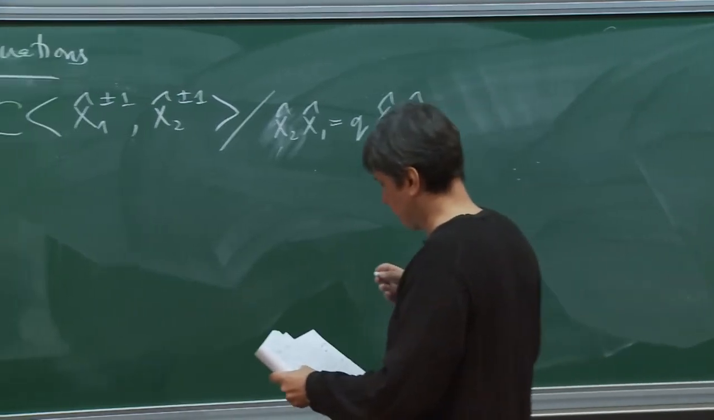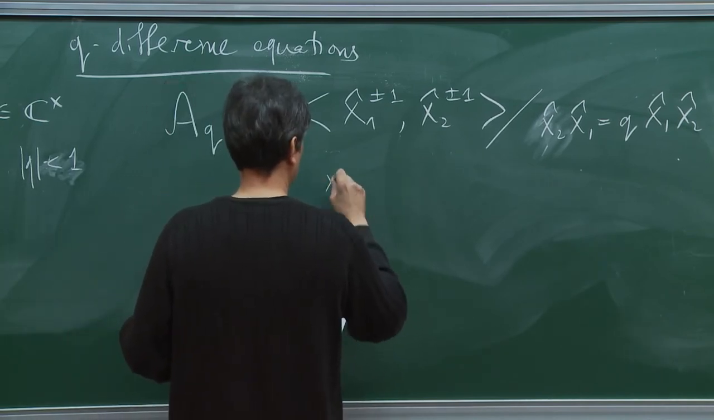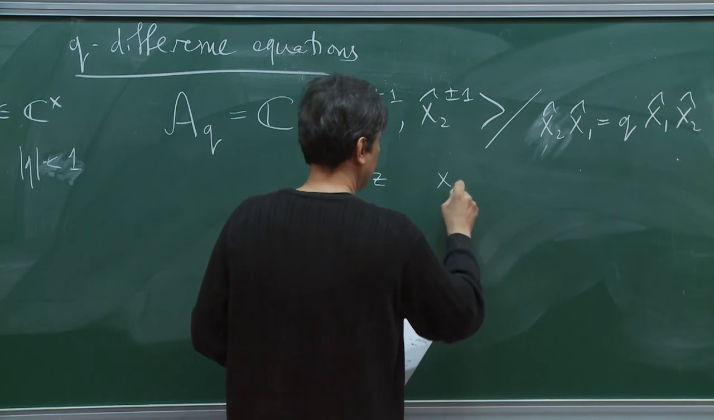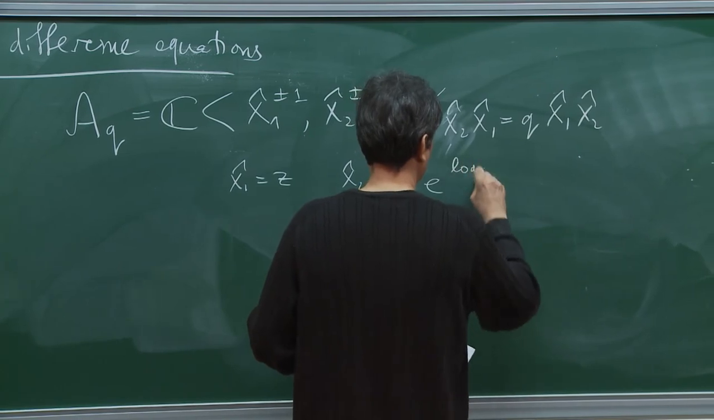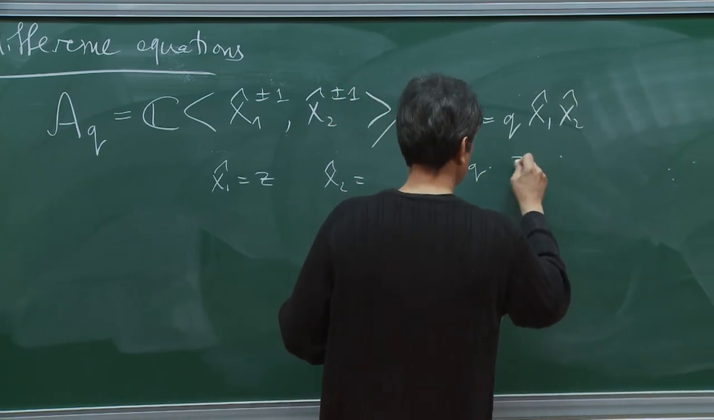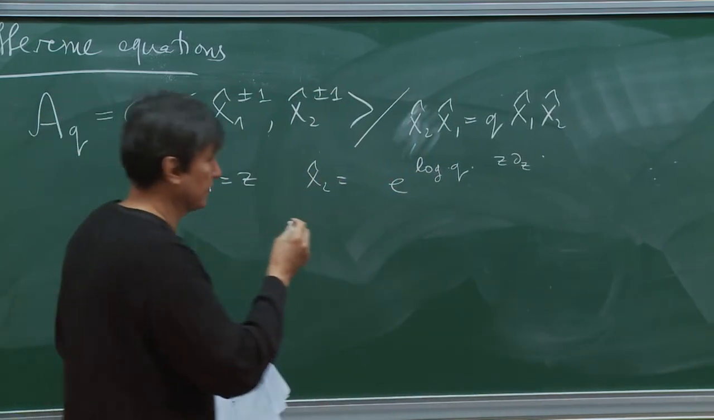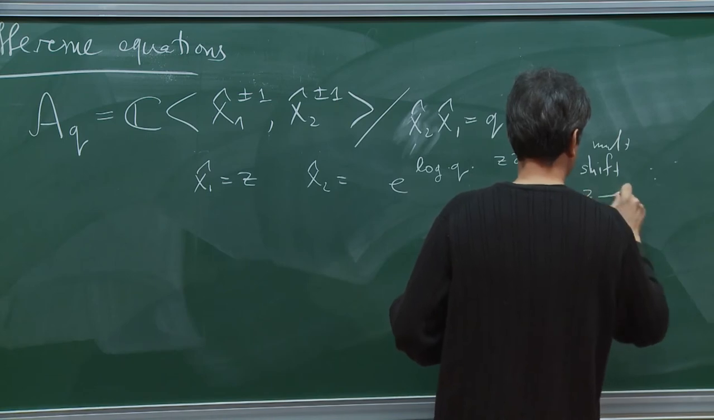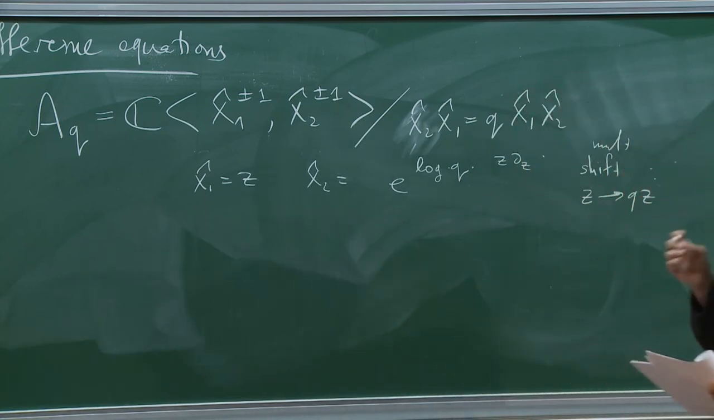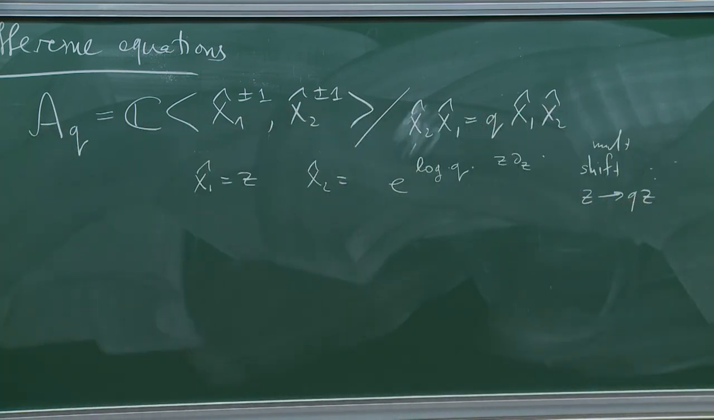Why is it a q-difference equation? Because one can think of x1, maybe call it z, then x2 hat will be the exponent of log q times z d/dz. It will be a shift operator, a multiplicative shift. z goes to qz. Instead of the derivative. So one can ask about holonomic modules.